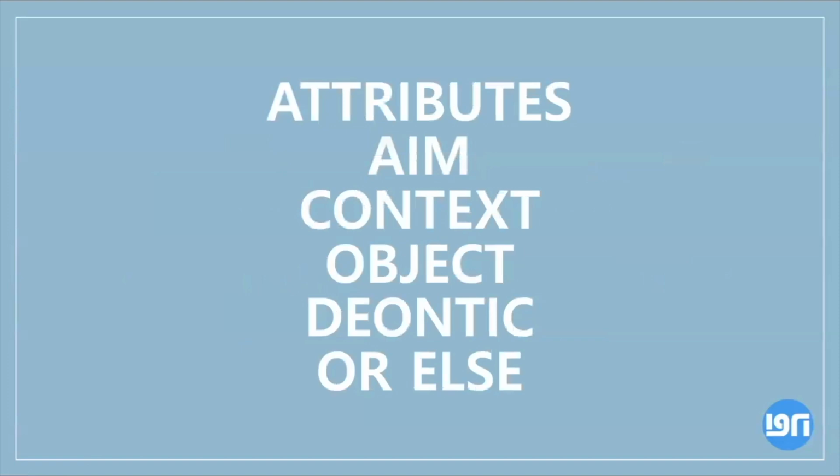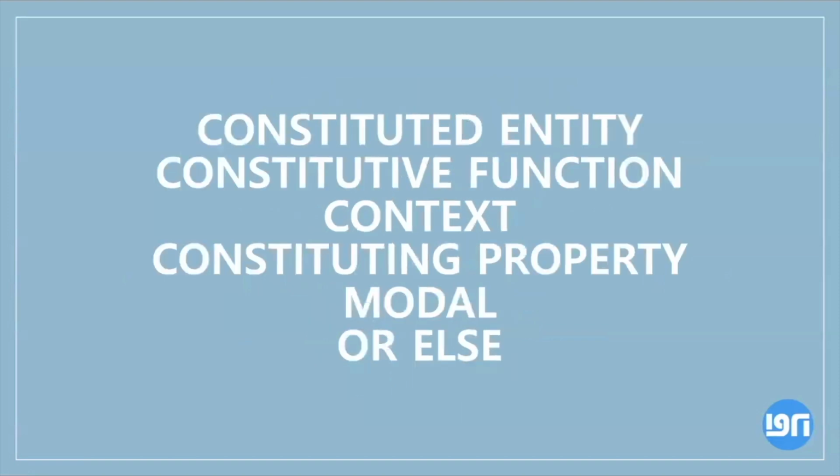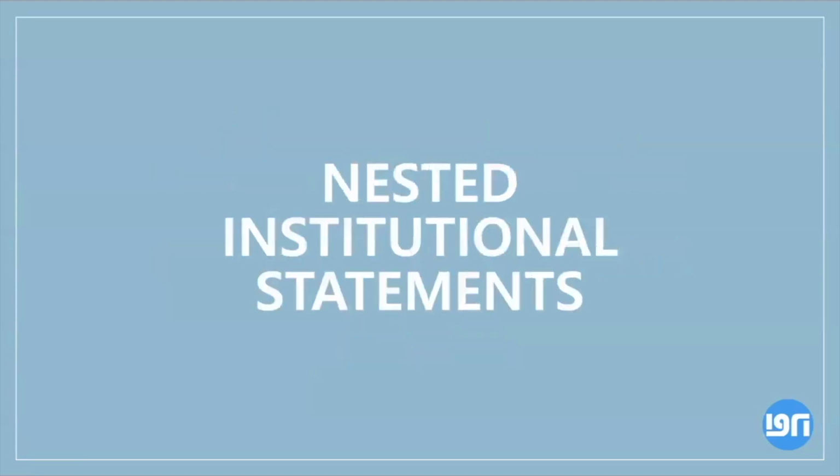Regulative statement components include attributes, aim, context, object, deontic, and or else, while constitutive statement components are the constituted entity, constitutive function, context, constituting property, modal, and or else. The IG 2.0 also recognizes the existence of nested institutional statements, which is when an institutional statement contains a clause, usually an or else, that can function as its own institutional statement.